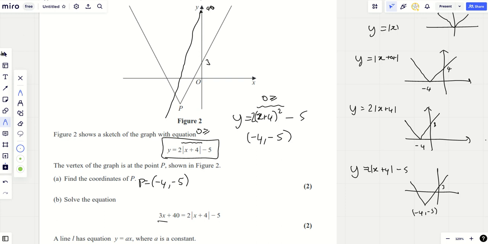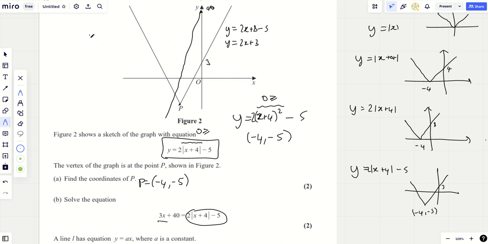Because this is what I'm actually doing. For this part, this side of the line is just where the x plus 4 is positive, so you get 2x plus 8 minus 5. So that's like the equation of the line y equals 2x plus 3, at least as far as P. Yeah, be careful, at least as far as P.